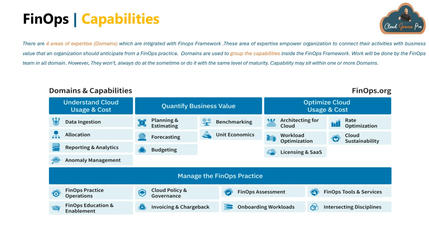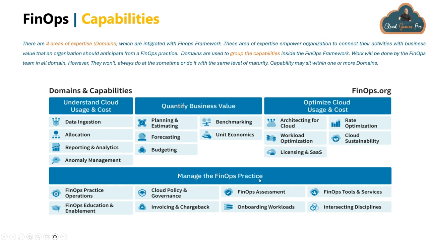You need to understand that there are four FinOps domains, which we refer to as areas of expertise. If I name these domains, you can see them on the screen marked in dark blue color. The first one is understanding cloud usage and cost. The second is quantifying the business value. The third FinOps domain is optimizing cloud usage and cost. And the fourth one is managing the FinOps practice.